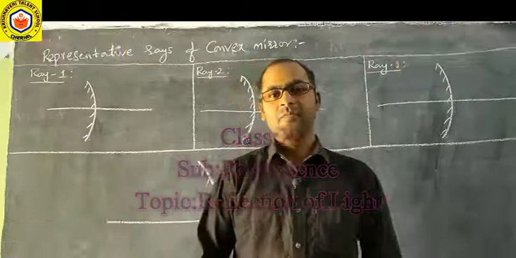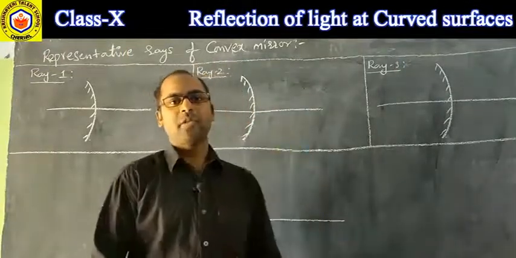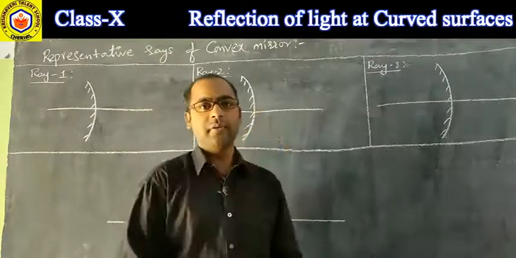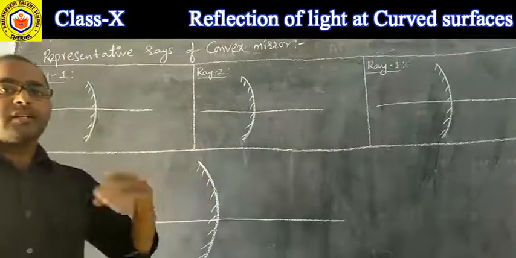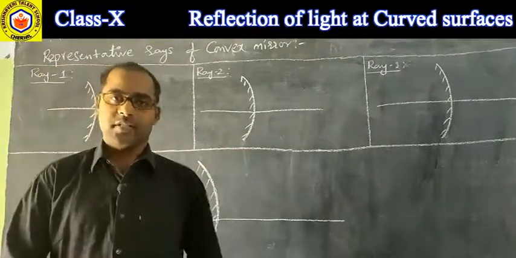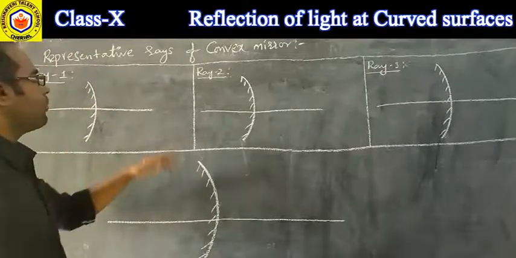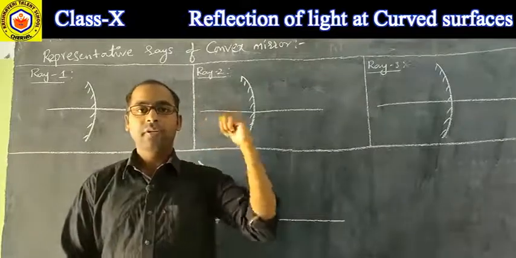Good morning everyone. In the previous class we learned about the image formation by the concave mirror, and the ray diagrams of the concave mirror at different positions of the object. In this class we are going to learn the ray diagrams of convex mirror.